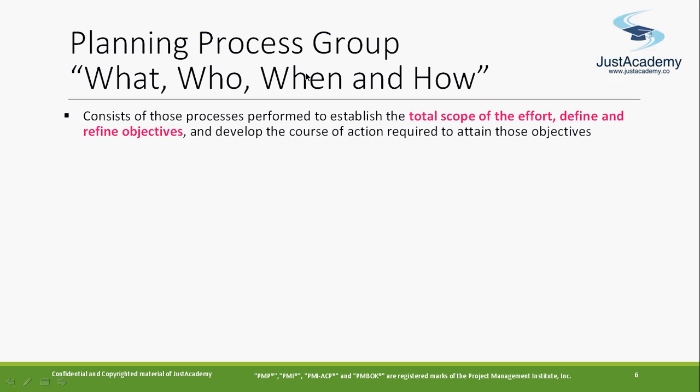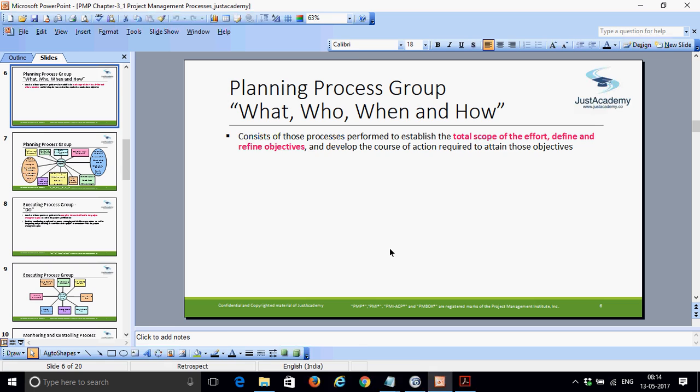So it covers what you are going to do, who is going to do it, when you are going to do it, which is time management, and how you are going to execute it, what plan you have. So who is going to work? You should have that human resource management plan, and what are you going to do? The scope document should be there. All those things come in the planning process group.